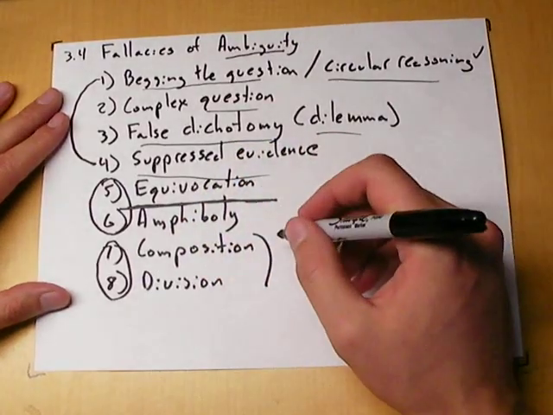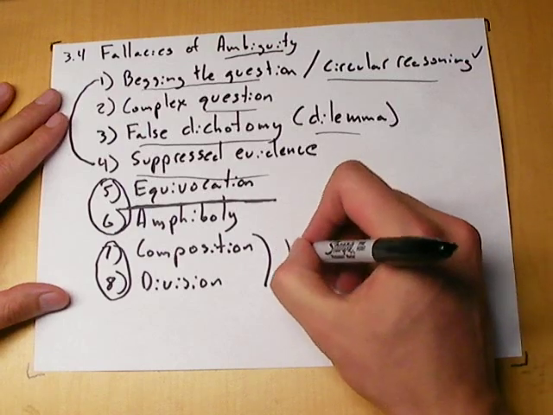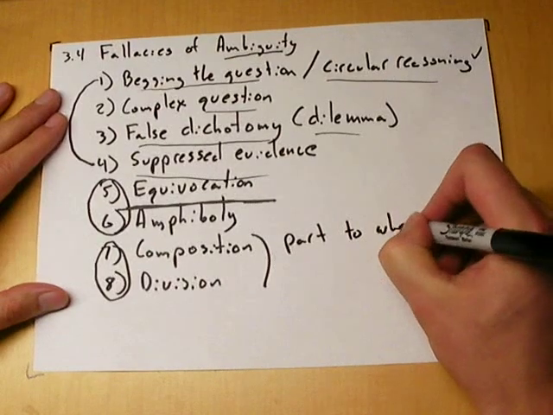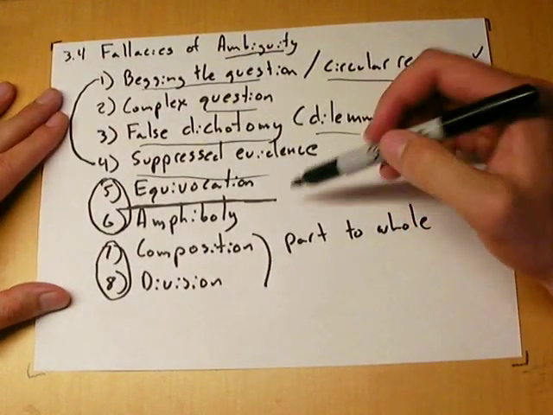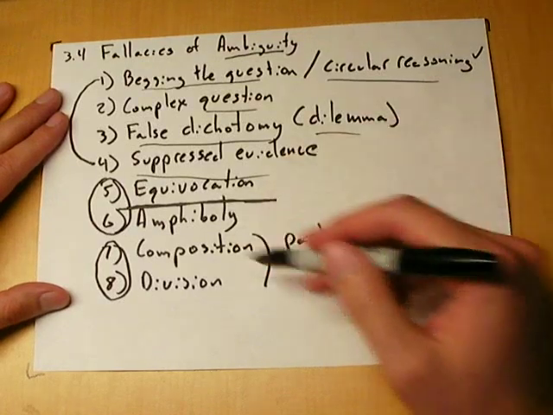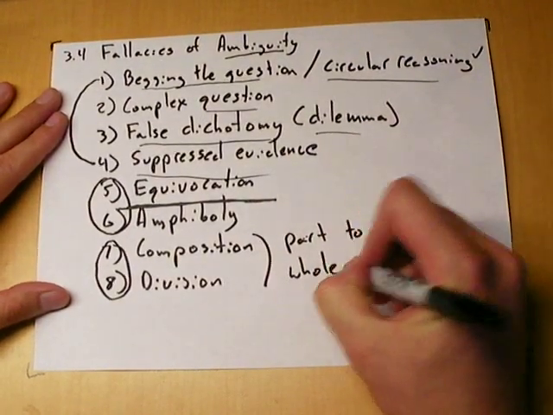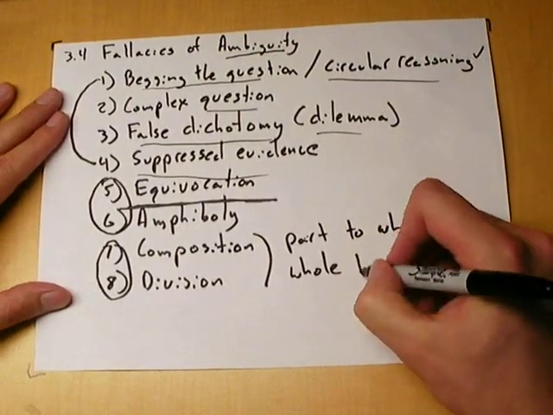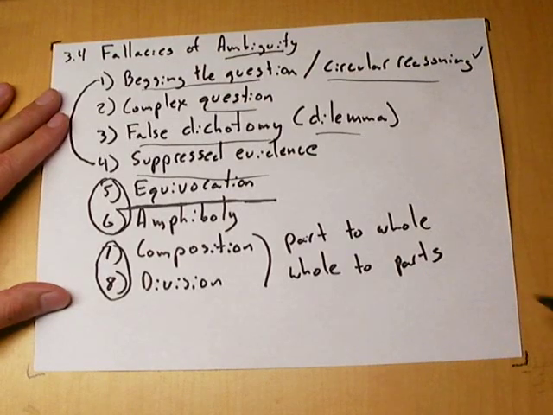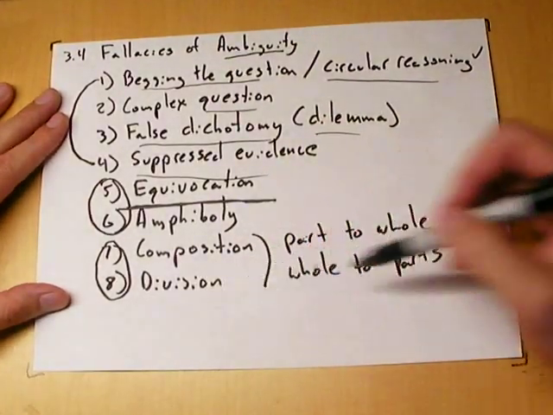So composition versus division. In composition, you're reasoning from part to whole. You're reasoning that because the parts are this way, the whole thing's got to be that way. And division, it's just the reverse. You reason that since the whole is this way, all the parts have to have that characteristic as well. Part to whole, that's composition. Whole to part, that's division.